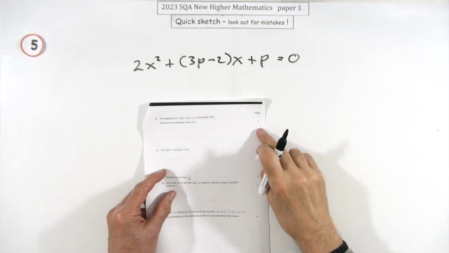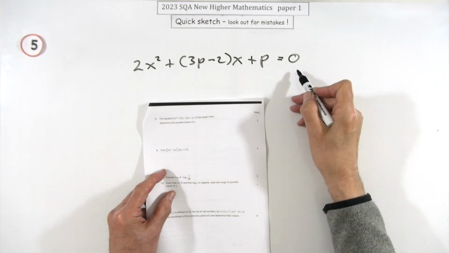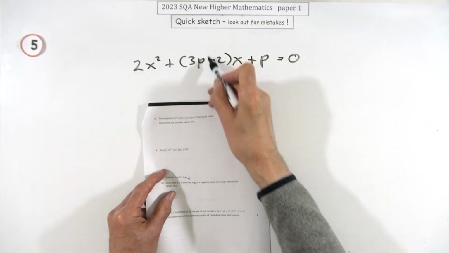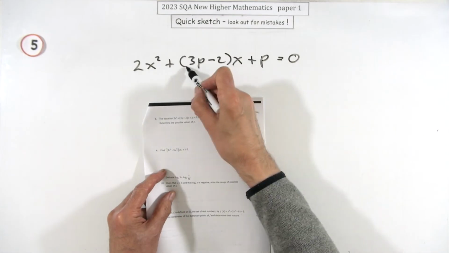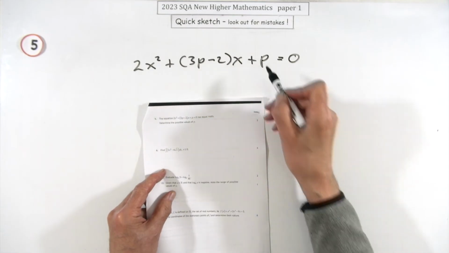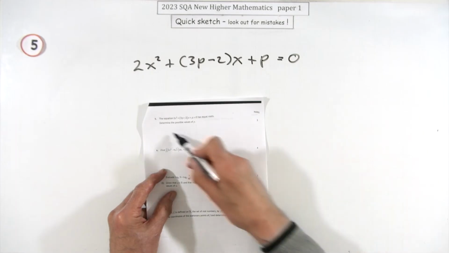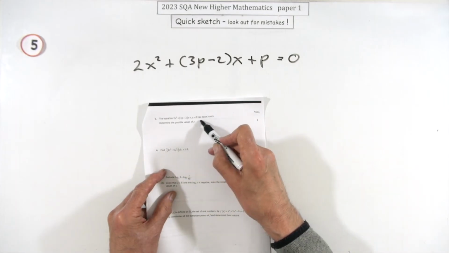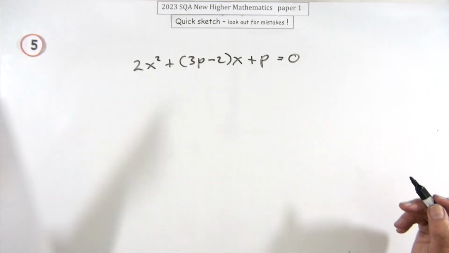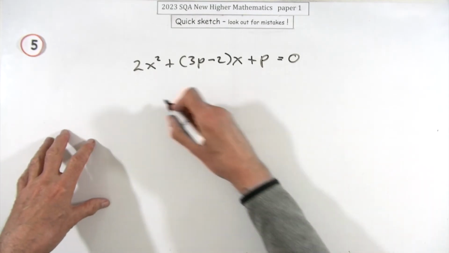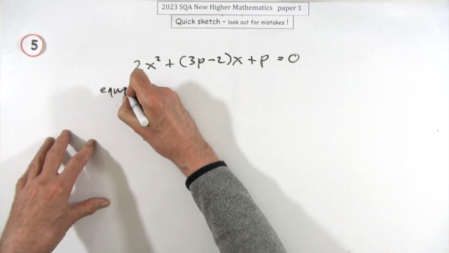Number 5 for 3 marks. You've got this equation here, 2x squared plus, for the coefficient of x, the expression 3p minus 2, and then plus p as a constant on its own. Determine the values of p so that this has got equal roots. Well, that'll be the discriminant then. Equal roots.